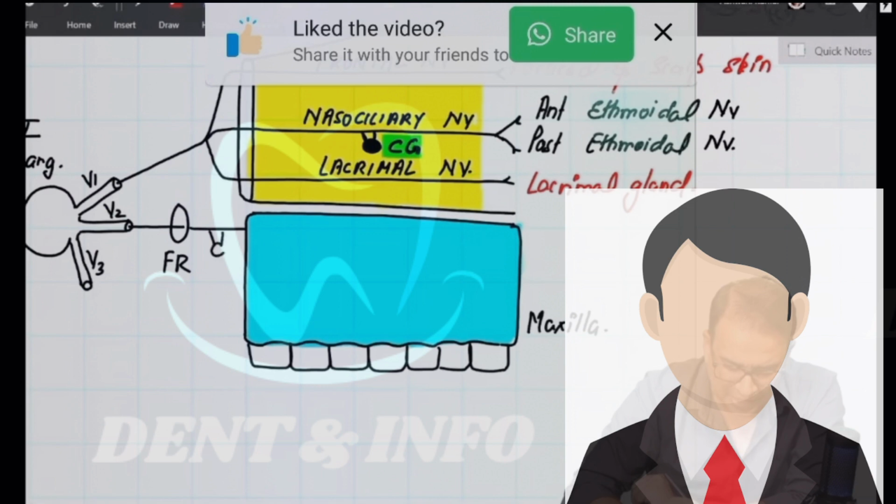it is also connected to a ganglion, and this time the ganglion is different. This ganglion is called the pterygopalatine ganglion, guys. The name of this ganglion is pterygopalatine, also called the sphenopalatine. Pterygopalatine ganglion.